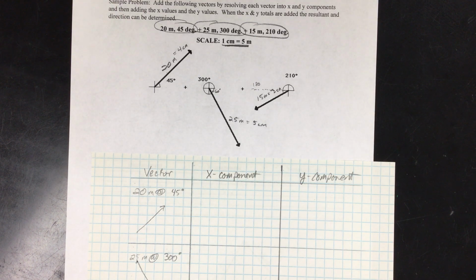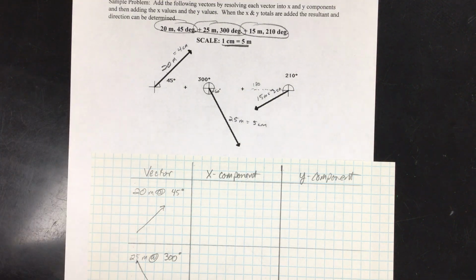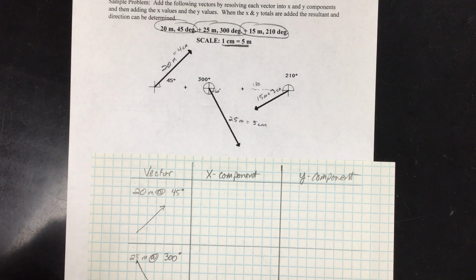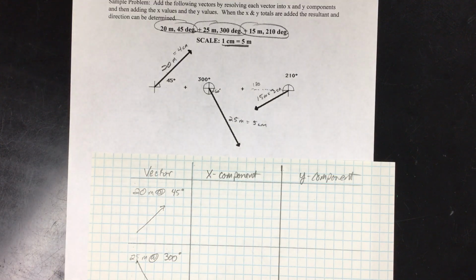Okay, now that we've talked about how to add these all using graphical or tip to tail methods, now we're going to go through the component method of adding these, which is a little more exacting because instead of relying on the precision of my drawings, I'm actually calculating the actual number.